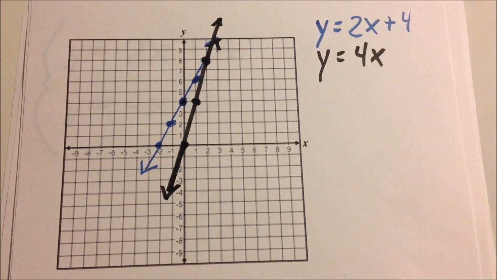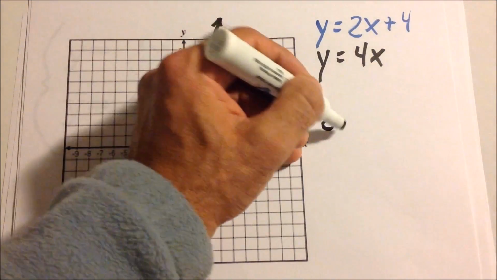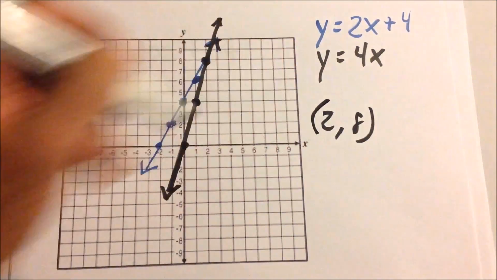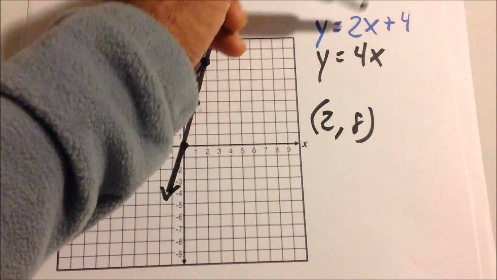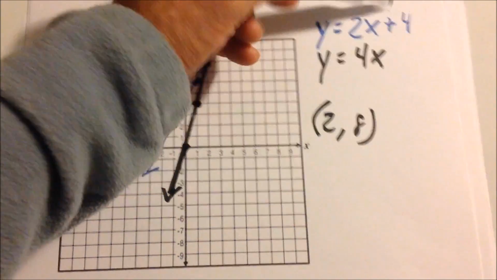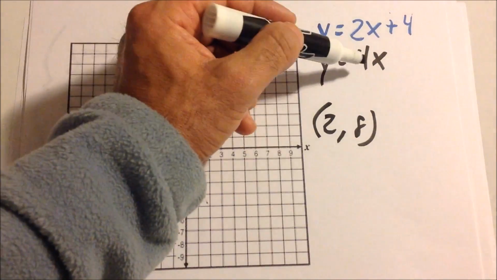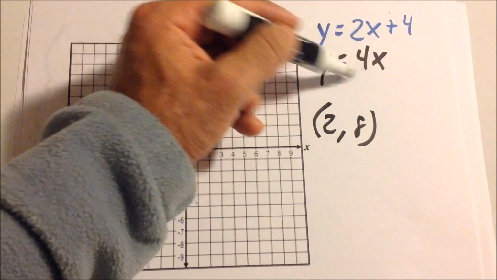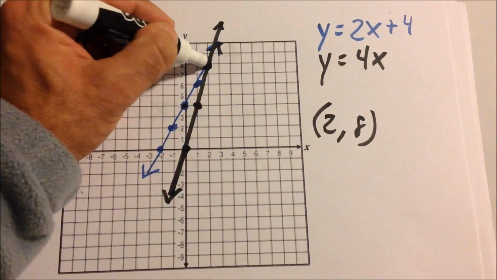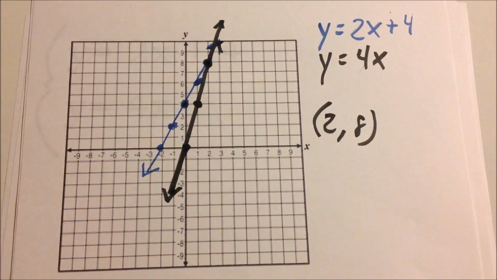So the solution here would be 2, 8. Now how can we check that? Well, let's plug in x for 2. What's 2 times 2? 4. 4 plus 4 is 8. Let's put 2 again in. What's 4 times 2? 8. So they both have the same value. That's the solution, 2, 8. So we could have done that by graphing.